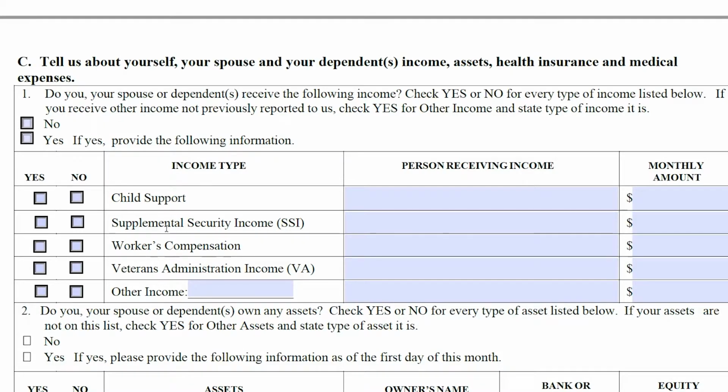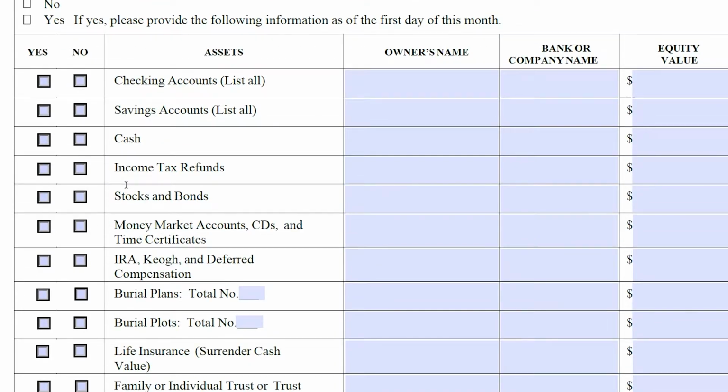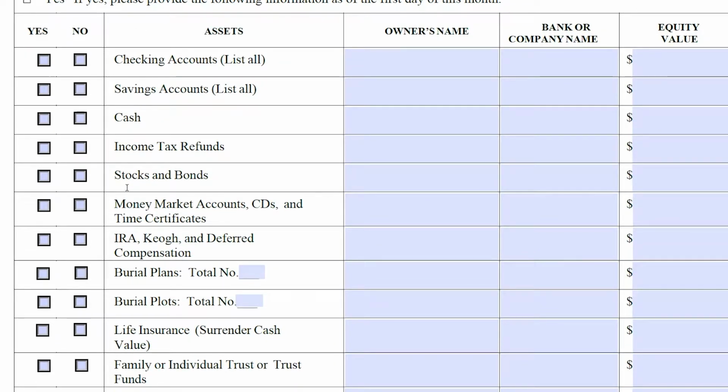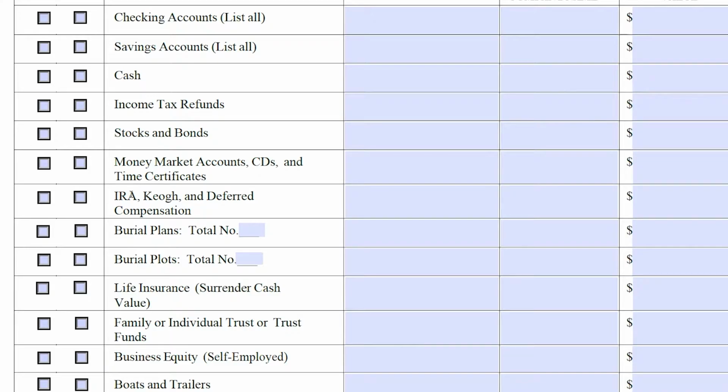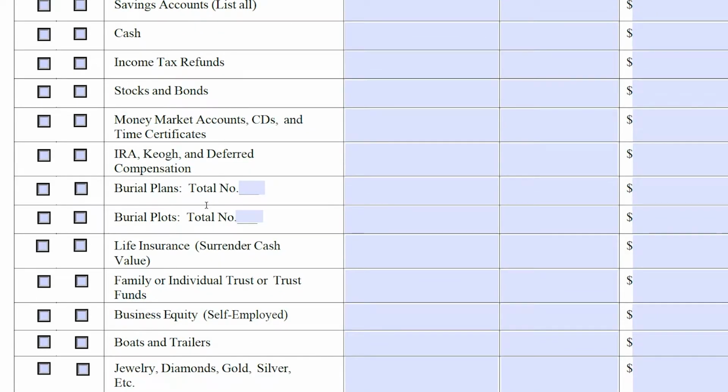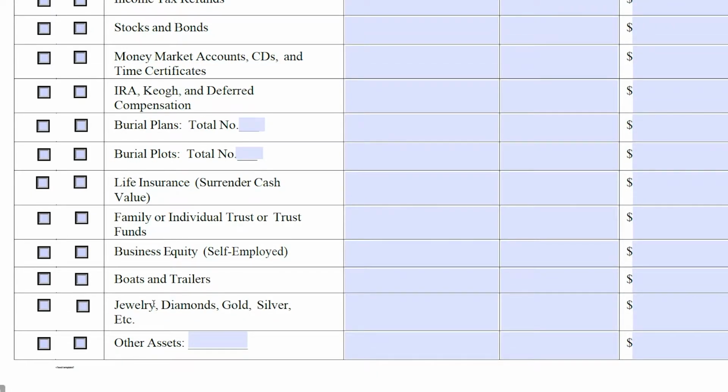If you receive assets, remember, this is everything, okay? So if you get a pension, if you have cash anywhere in a bank account that's trackable, you have to put that. If you have a life insurance policy that has cash value, you have to put that. Any burial plan or plots, you have to put that as assets. Anything in the bank, anything in the stock market, also anything in an IRA, as shown here. If you have a deferred comp plan from the city or the state, any business equity, a family trust, boats or trailers, or any jewelry, diamond, gold or silver that you can readily turn into cash, that counts.